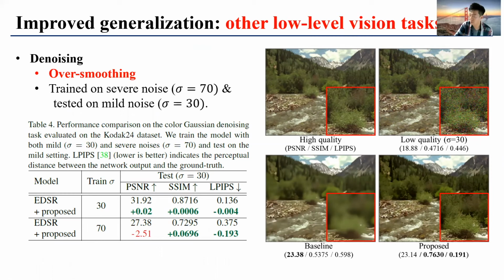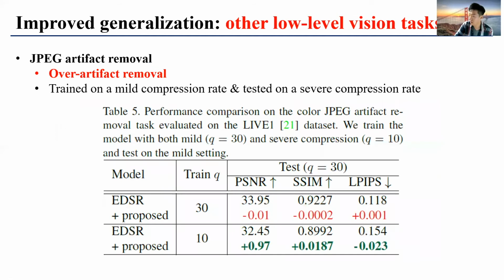It also prevents over-smoothing. When you are trained on severe noise and testing on milder noise, the baseline method will smooth out everything. This is a denoising task, but the coupler-trained one will give a better result. It also goes for the JPEG artifact case, and it gives a much better result.